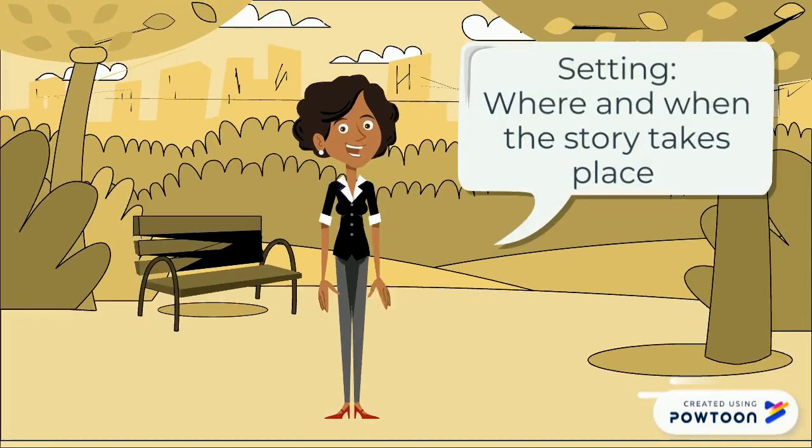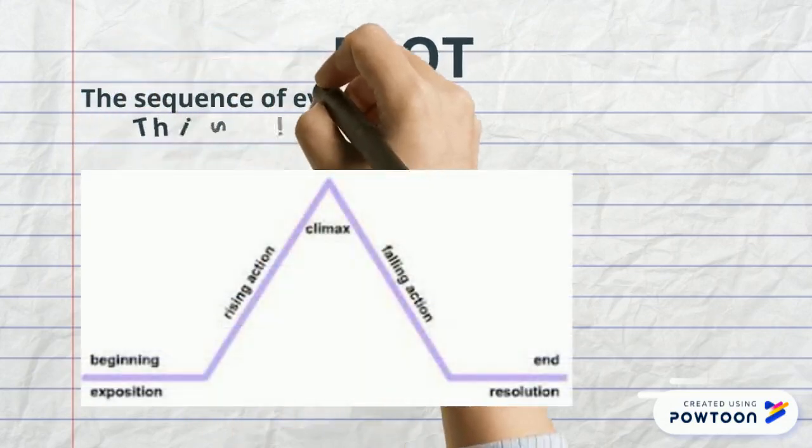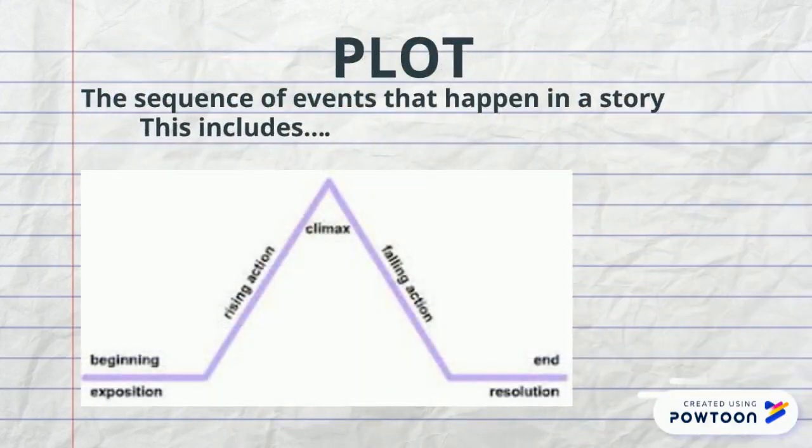Next, every story has a setting. The setting is where and when the story takes place. The plot. The plot is the sequence of events that happen in a story. This includes the exposition, rising action, climax, falling action, and resolution.